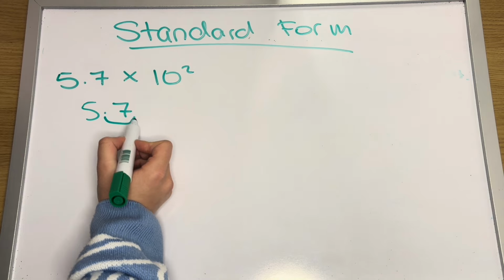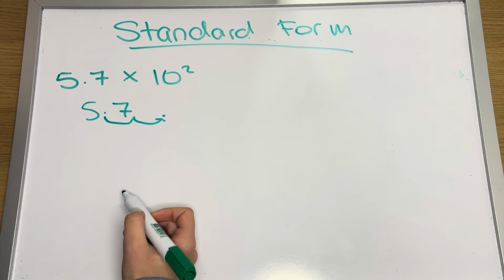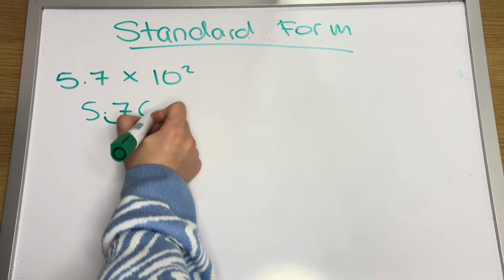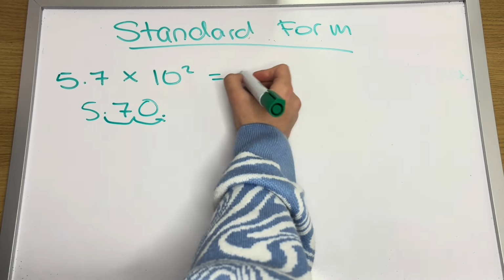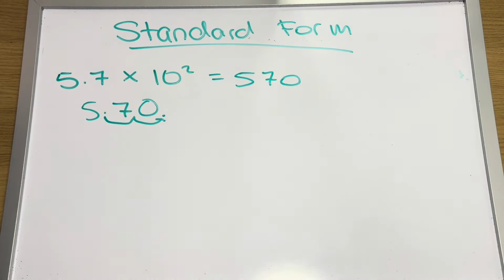So you move it once, you move it twice. This is where the decimal place would be. And there's an empty spot here, so there must be a 0. So that means that, working this out, this will be 570. And this is essentially working backwards from what we did in our last video.